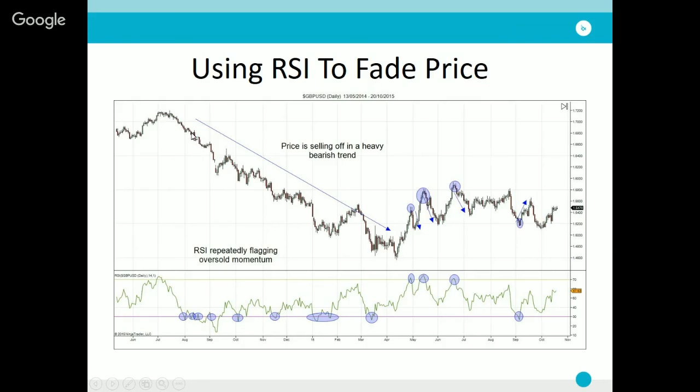So price continued to trend lower over this period. The RSI indicator continued to plumb oversold territory, but we stand aside and wait for the indicator to touch the other side of its spectrum. And at this point, we get our first short trade. Now, as you can see, that keeps us out of this entire downtrend.